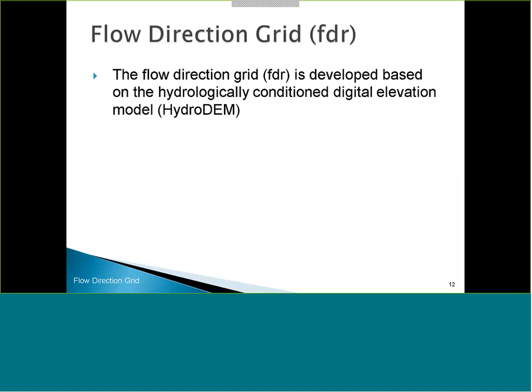Okay, the flow direction grid, or FDR, is developed based on the hydrologically conditioned elevation model. And if you're not familiar with the flow direction grid, it's essentially made up of pointers or integers that indicate, for any cell, the direction downward to the lowest of its neighbors.